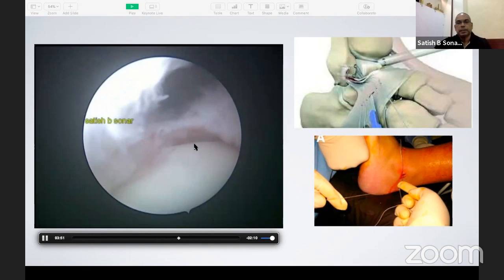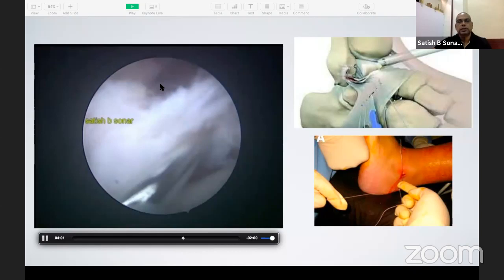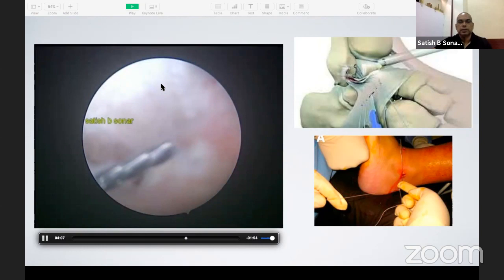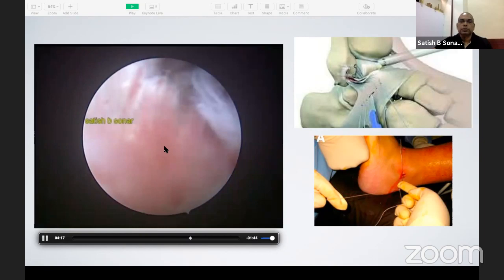Then from inside out I use this micro suture lasso passing through the torn and lax ligament, and then through the extensor retinaculum, and then pass the nitinol wire. The two sutures are passed inside out, and then this is the second bite.